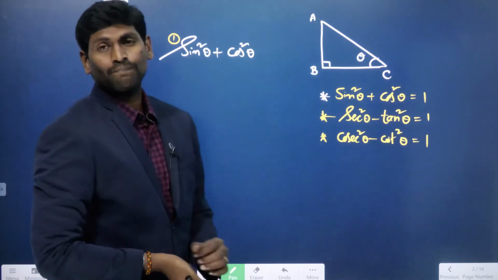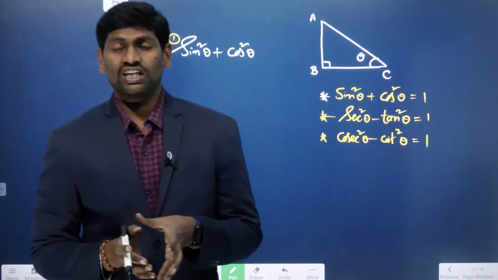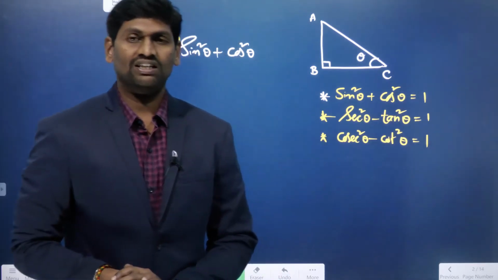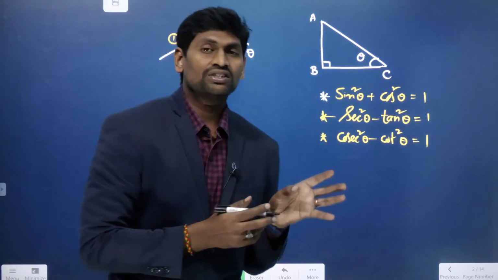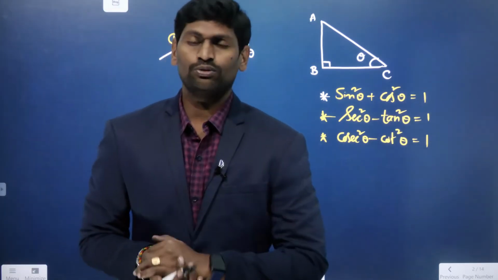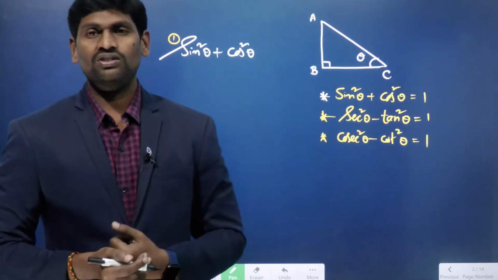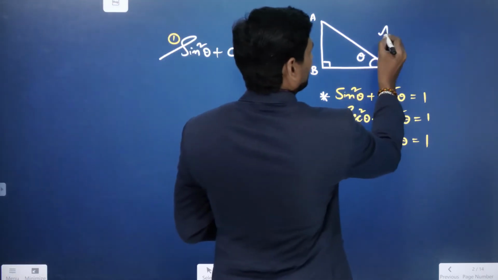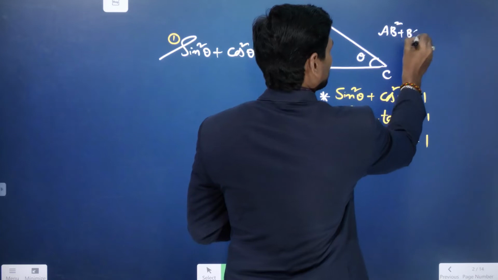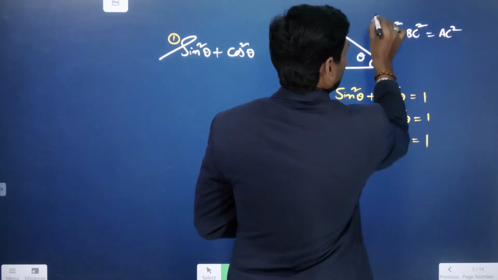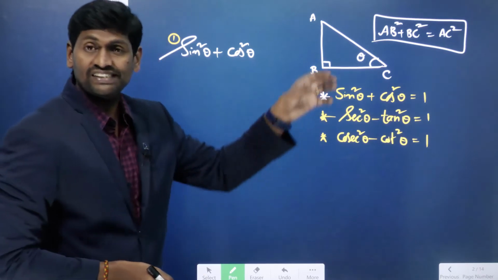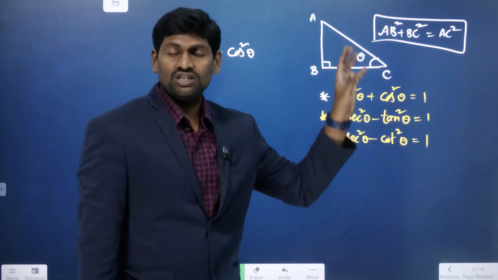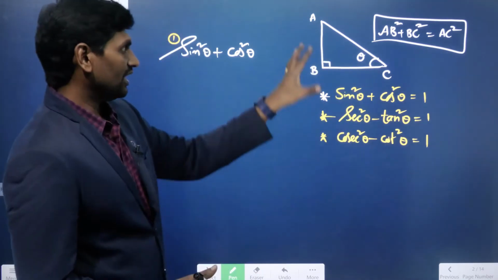Before that, whenever you observe a right angle triangle, we can use the Pythagoras theorem. What is the Pythagoras theorem? Hypotenuse square is equal to the sum of the squares of the remaining two sides. So from this we can say that AB square plus BC square is equal to AC square, because AC is the hypotenuse, the largest side. That we should use.